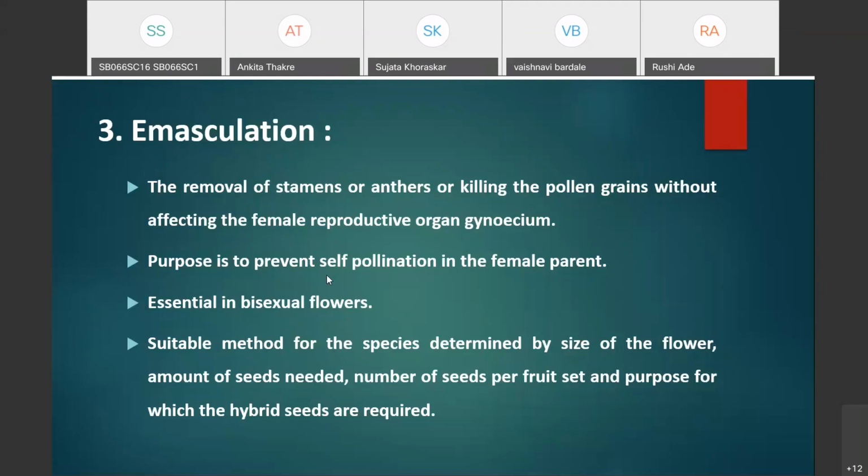And what is the purpose of emasculation? The purpose of emasculation is to prevent self pollination in the female parent. Because the plant breeder has selected another parent, the male parent, from which the pollen grains are collected, and these pollen grains are then placed on the stigma of the female parent. That's why, to prevent self pollination in the female parent, the stamens or anthers are removed, or the pollen grains are killed, without affecting the female reproductive organ gynoecium.